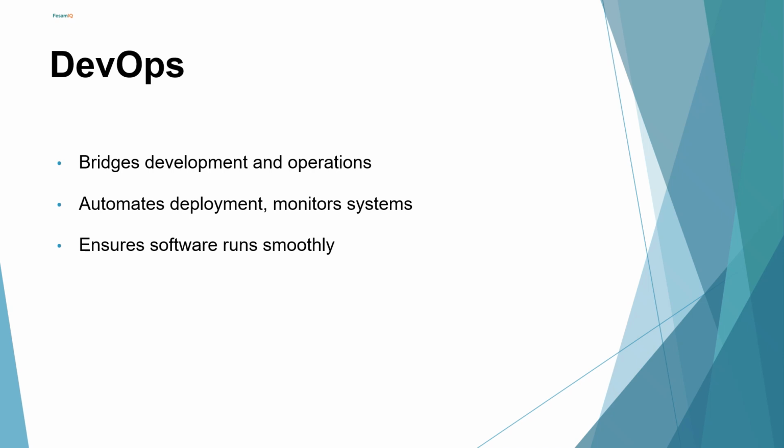Now, have you ever waited for an app update that didn't work? DevOps make sure updates happen smoothly. They ensure software runs smoothly, they bridge development and operations, and they automate deployment and monitor systems.